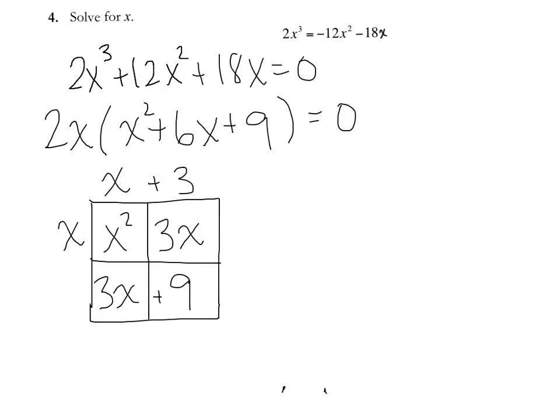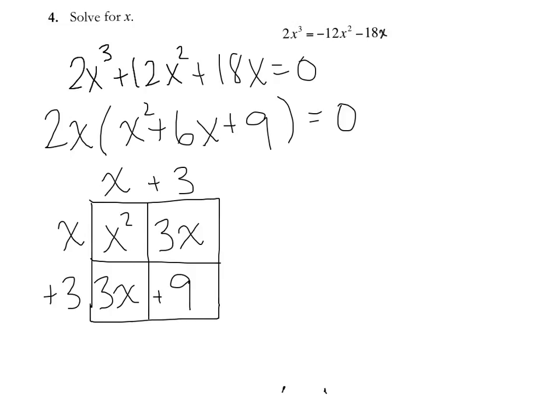Same thing down here. If we thought about x times what would give us 3x, we would need to multiply our x by a positive 3. And then we can check for ourselves, does the 3 and the 3 multiply to make the 9? It does. So our two factors will be x plus 3 and x plus 3.